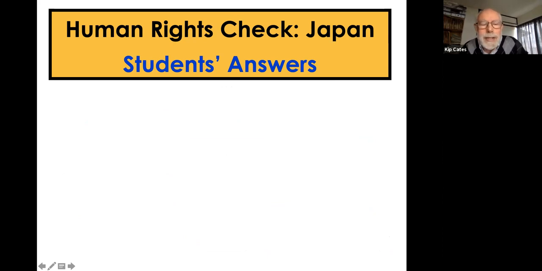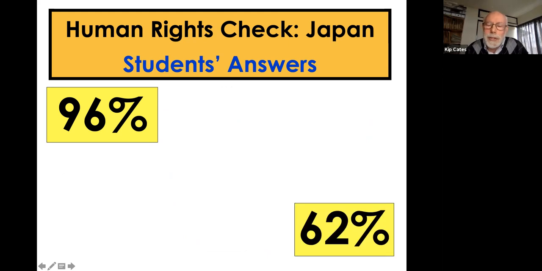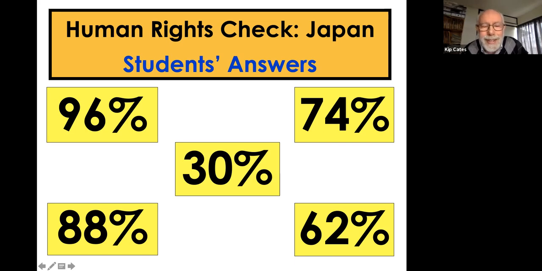I say, okay, let's announce, what did you give Japan as its human rights score based on the way you evaluated those 40 rights? Student number 1, 96%. We thought, our group, Japan is almost perfect. Group number 2, we put 62%. Whoa, that's quite different. Group number 3, 74%, okay. Group number 5, 88%. Group number 6, 30%.